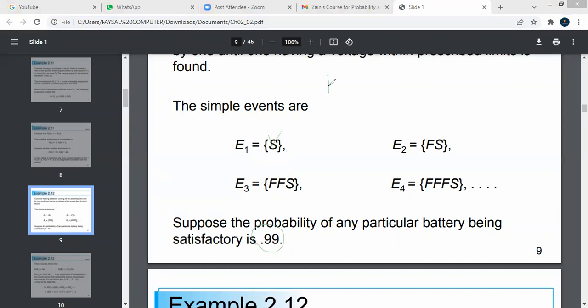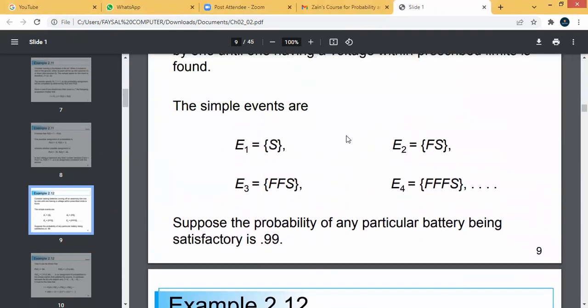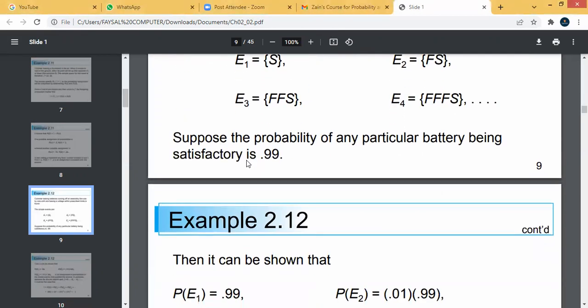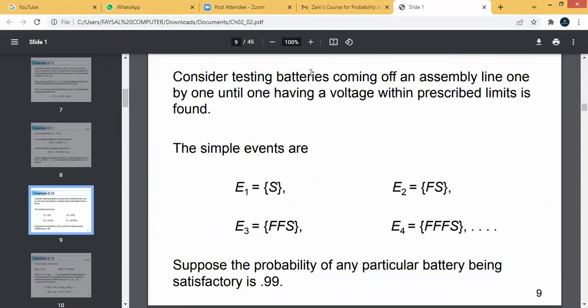So probability of E1, which is S, will be equal to the probability of satisfied, 0.99. Is it clear? So the probability of S equals 0.99, because it is given that the probability of satisfy is 0.99. Okay, so what is F? F means fail. That is success and fail. Now what is the probability of F?